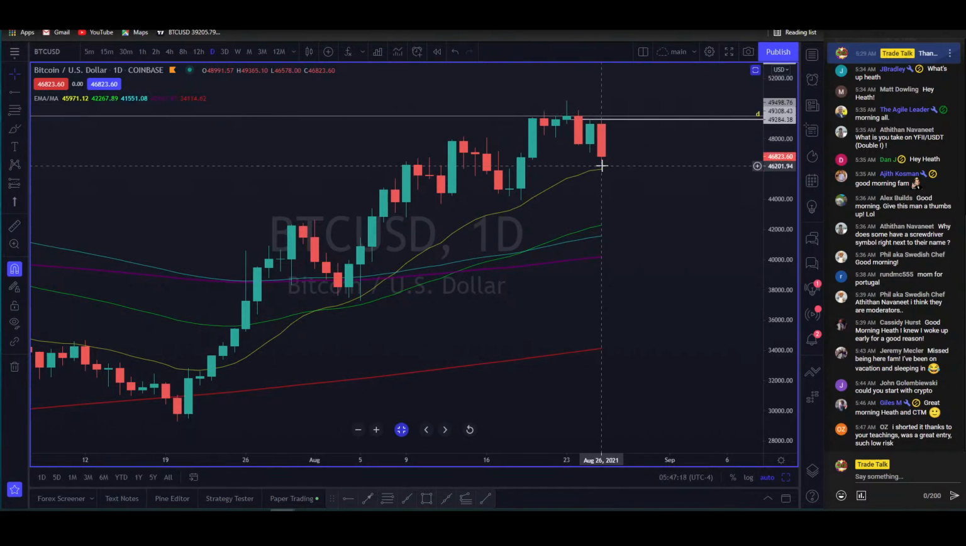You haven't even tested your 21 on a daily yet, right? So just be patient. There's no reason to sweat yet. Daily support is all the way down here, right there. So technically you can trade all the way back down to $44,000. As long as you're not closing dailies below that price point, you are still structured bullish.